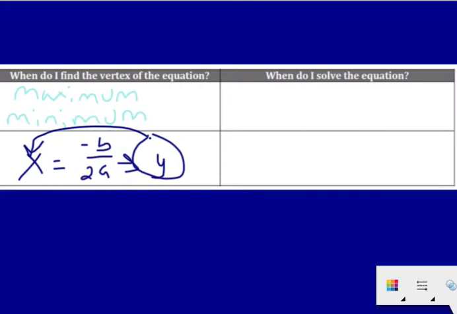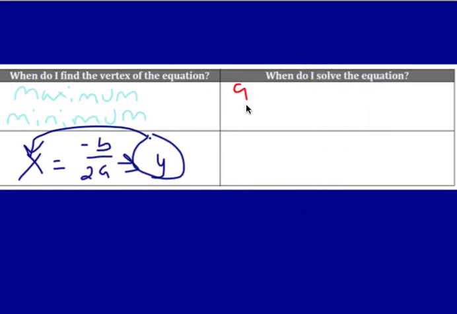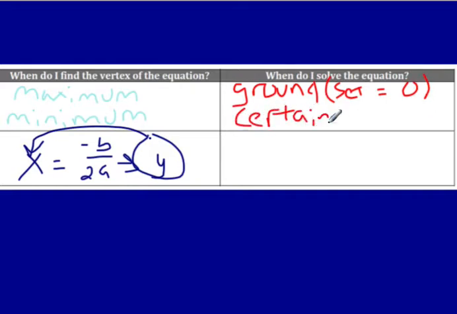So when do you need to solve the equation? You're going to need to solve the equation when it asks when is it going to hit the ground, or basically set equal to 0, or if it asks for a certain height. So it's going to be reaching a certain height. And to solve it, we typically use the quadratic formula.